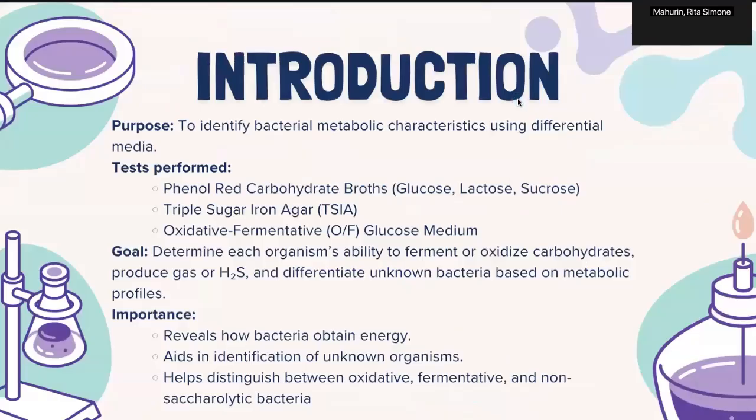For our introduction, we wanted to highlight the purpose of this lab, which was to identify bacterial metabolic characteristics using differential media. The tests we performed included the phenol red carbohydrate broth tests, the triple sugar iron agar, also known as TSIA, and the oxidative fermentative, also known as OF, glucose mediums. The goal was to determine each organism's ability to either ferment or oxidize carbohydrates, produce gas, and differentiate unknown bacteria based on their metabolic profiles. This reveals how bacteria obtain energy. It aids in identifying unknown organisms and distinguishing between oxidative, fermentative, and non-saccharolytic bacteria.